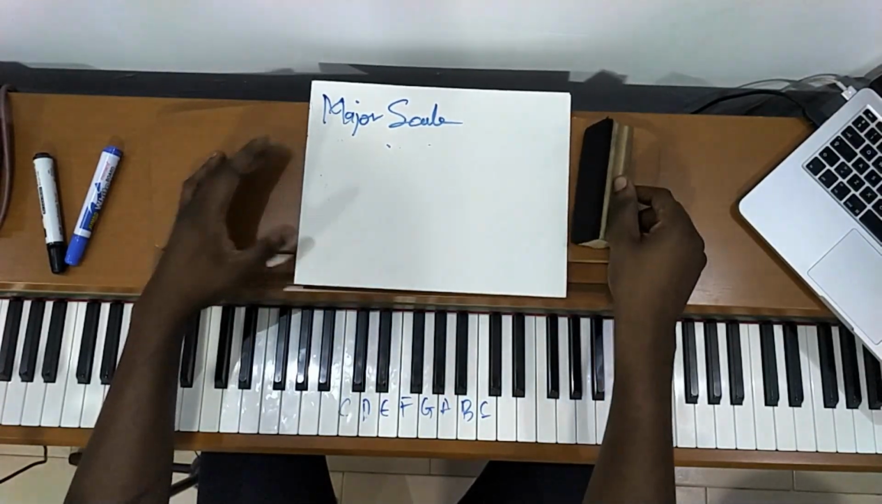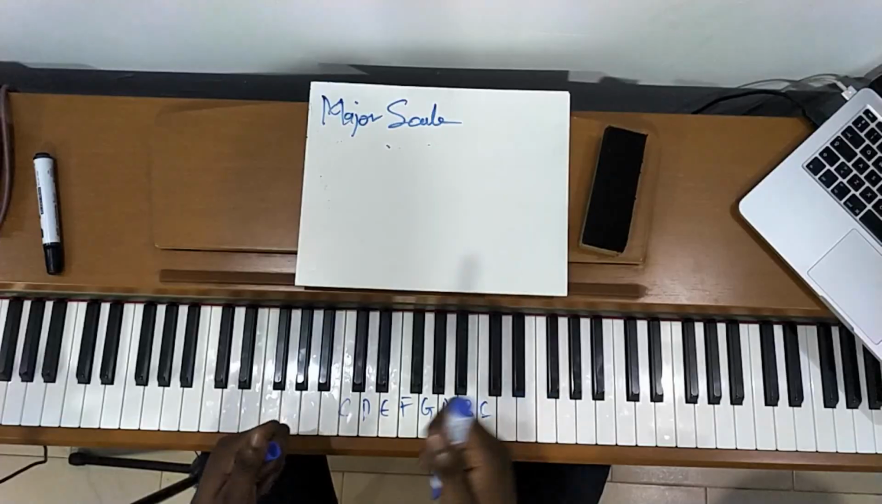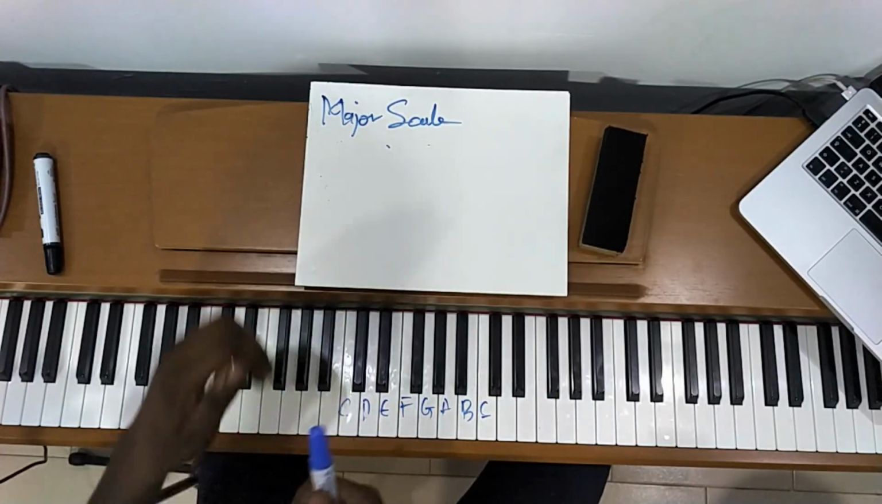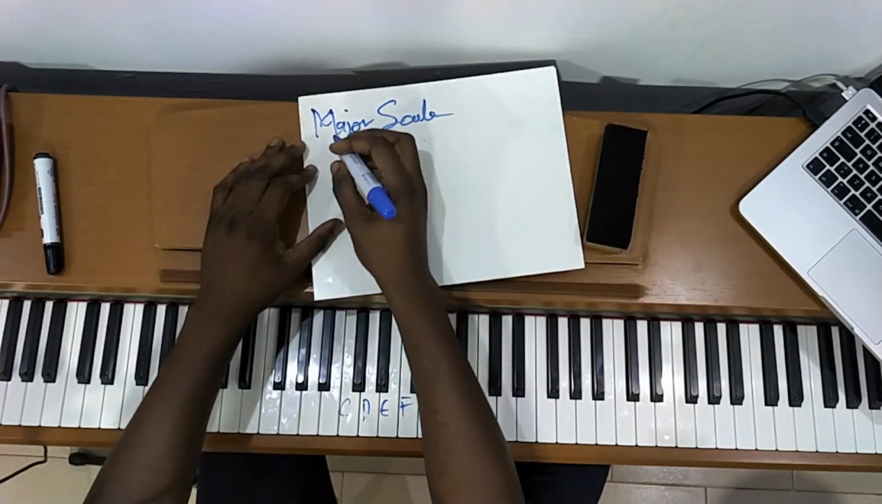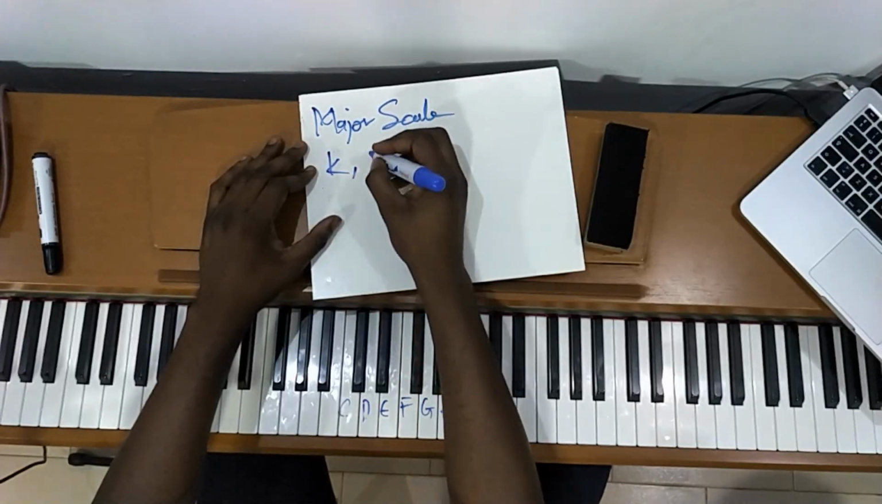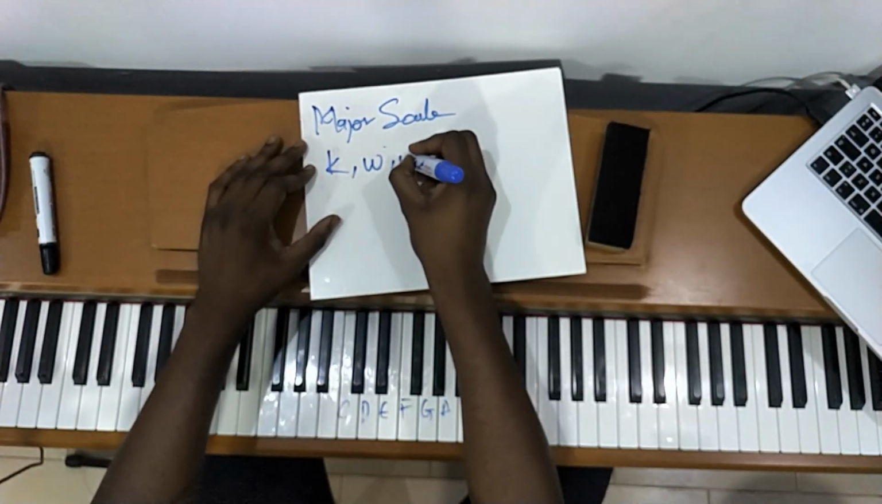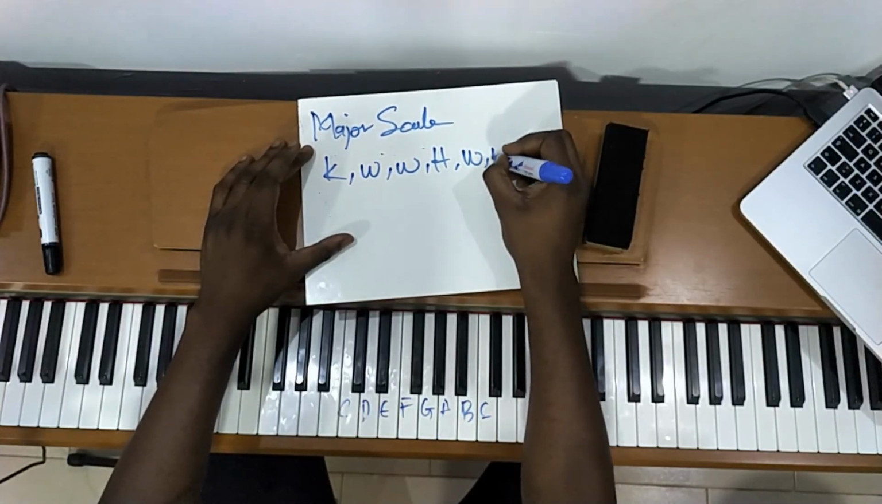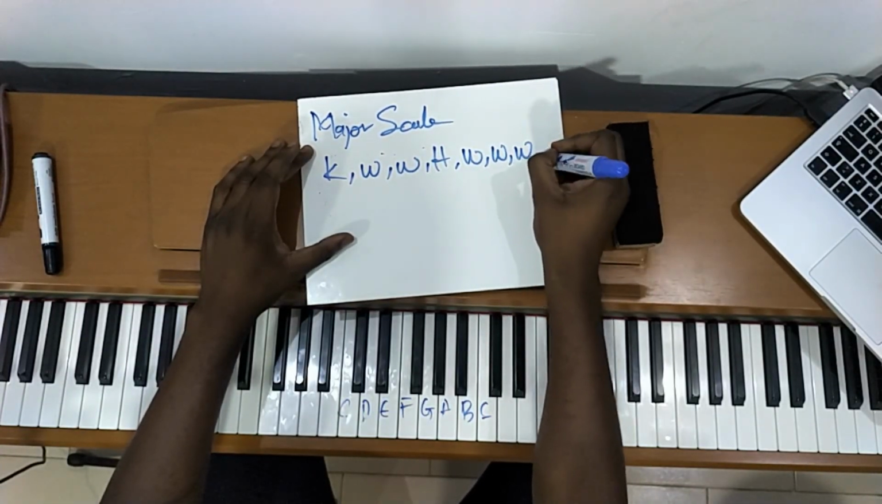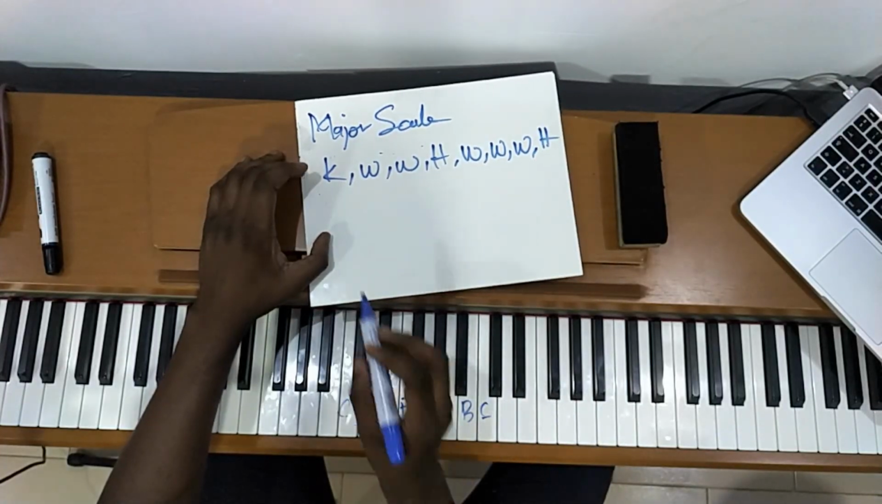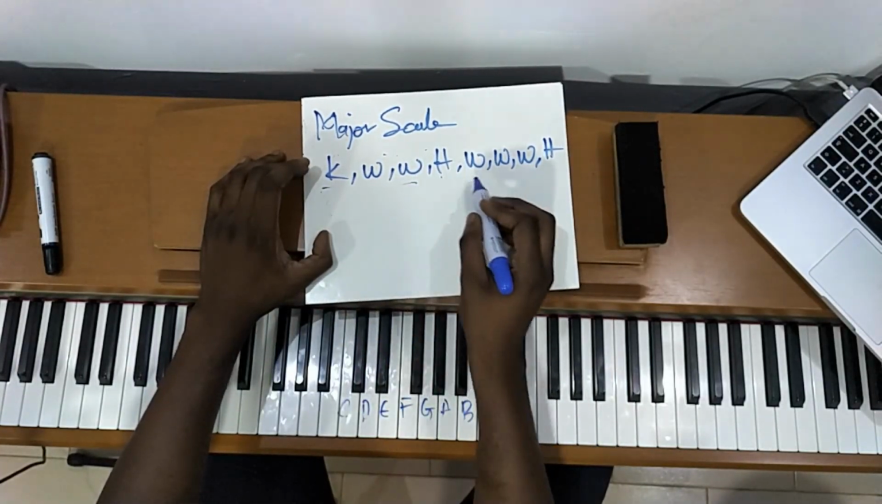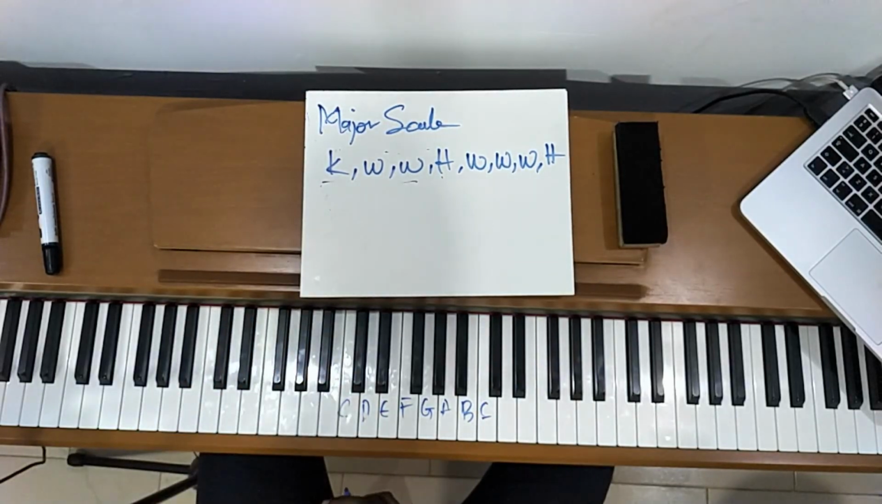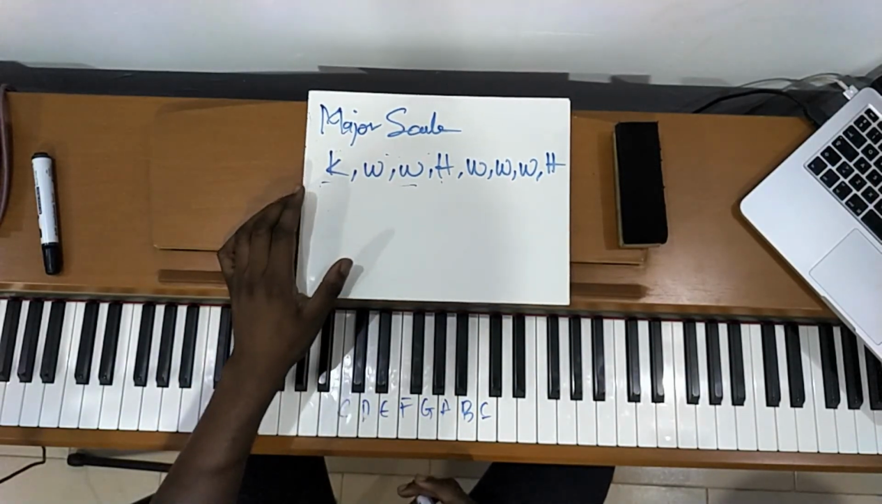Again, we set the pattern for the major scale. It is the key you want to play, whole step, half, then whole step, then you bring another half. So key, 2 whole step half, 3 whole step half. Simple. So easy.